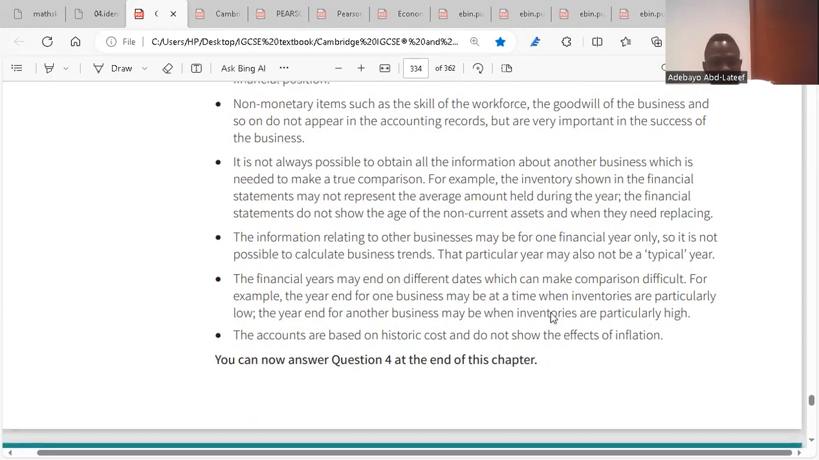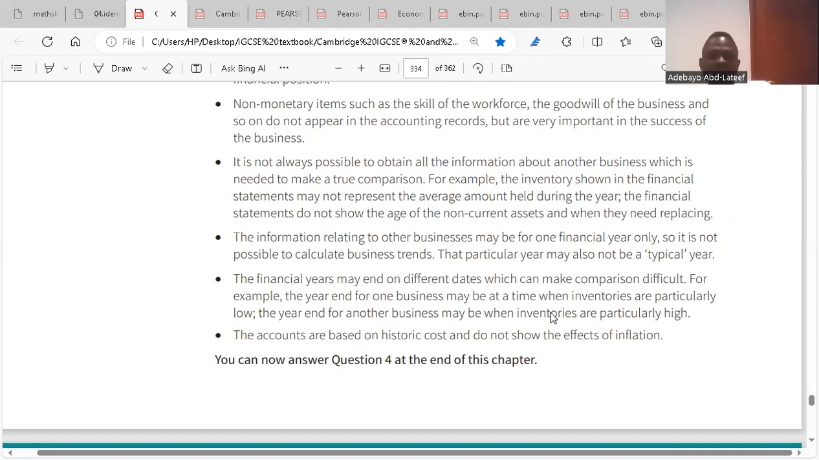The financial year may end on different dates, which means it might be in a different season. Maybe your financial year ends in September and mine ends in December. So how do we compare? Mine is going to end in December, which means I might still make more sales than yours, which has ended already, and by December you are already in a new financial year. So it's difficult to compare.